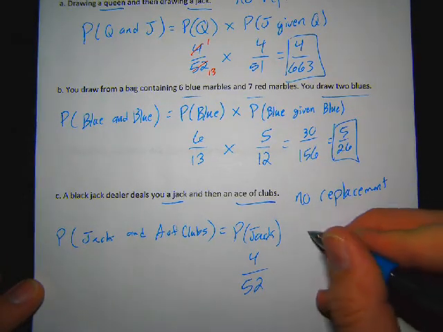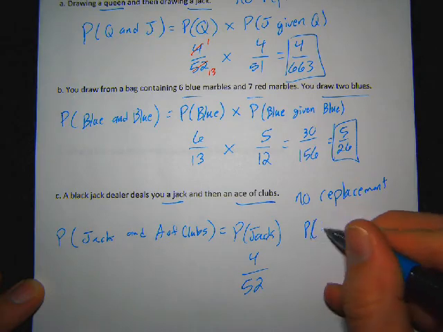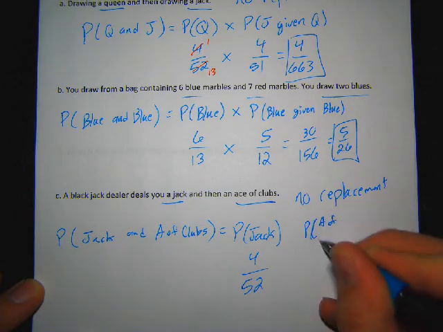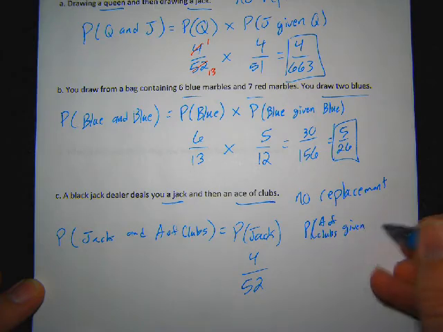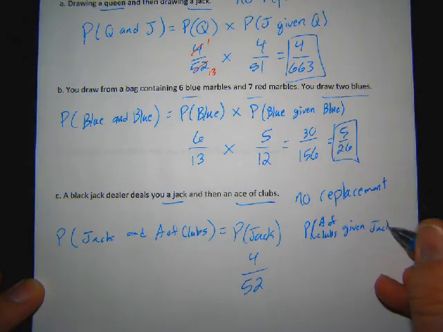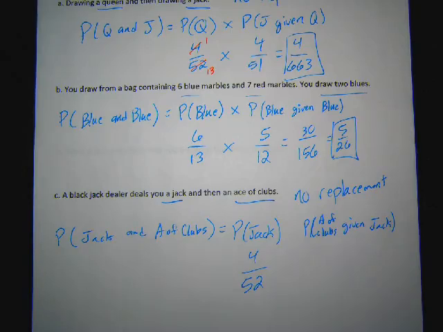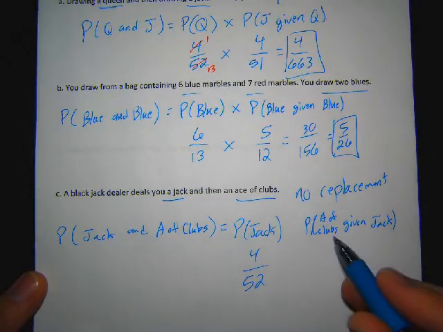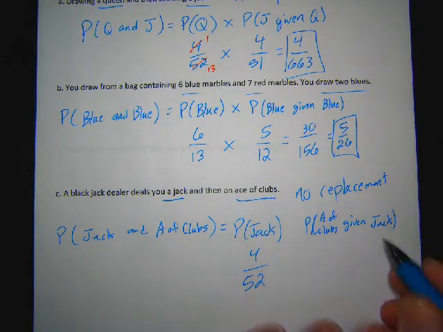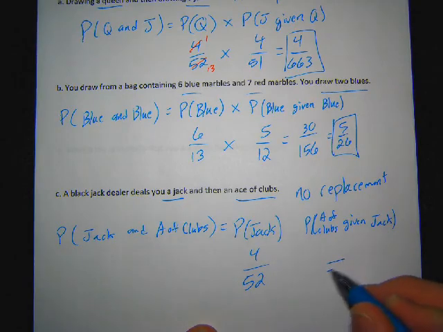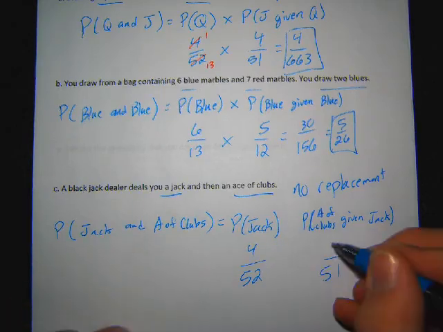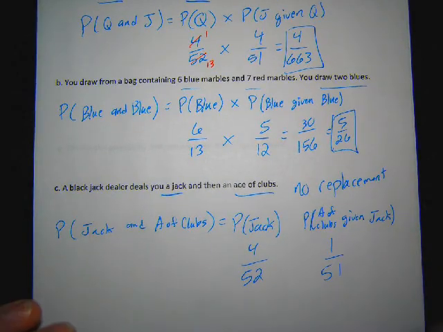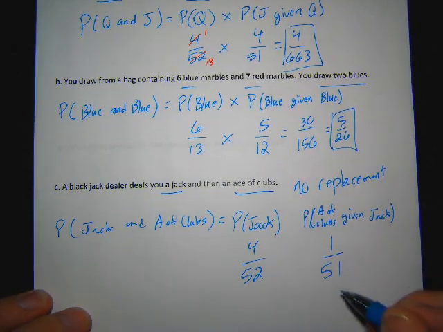Then I want to do the probability of an ace of clubs, given we already drew a jack. Again, we're thinking about how the probability is changing. So now instead of just saying I'm doing an ace of clubs out of the whole deck, well, I drew a jack out. So now there's only 51 cards left. Ace of clubs, there is only one ace of clubs, so there's only one good option, which is the ace of clubs. And that's the change. That's the dependent probability.